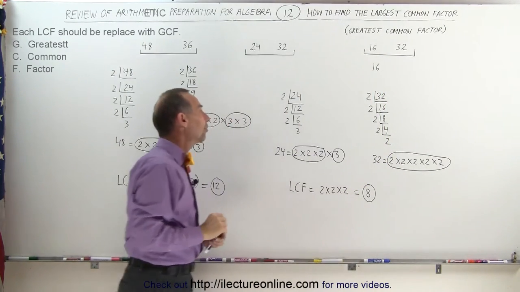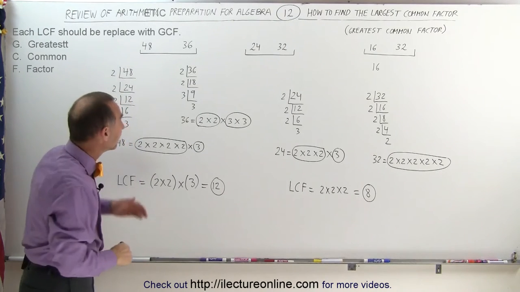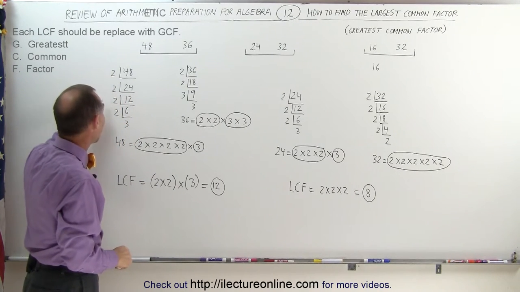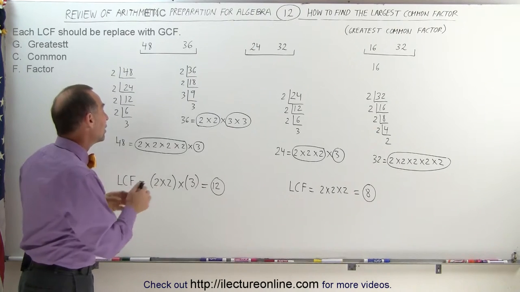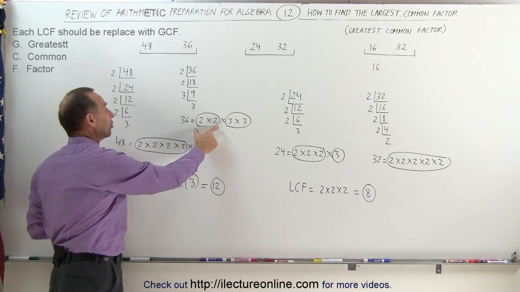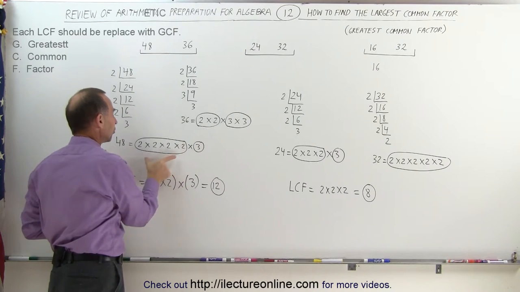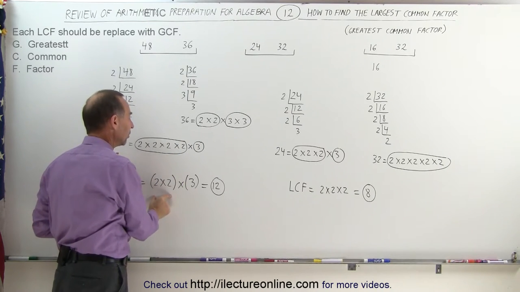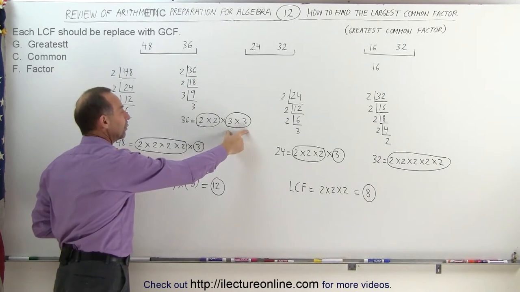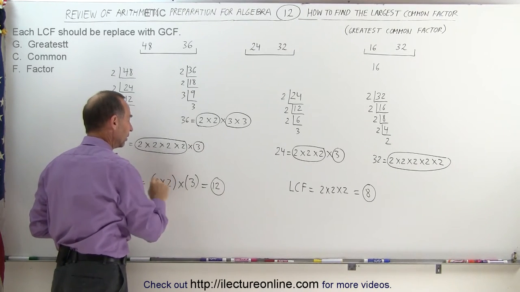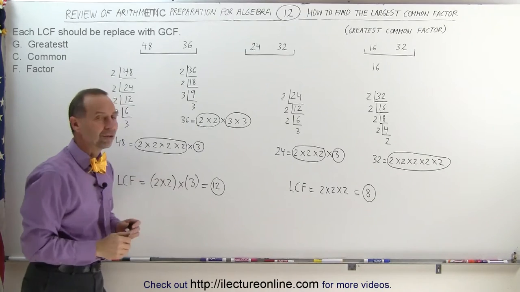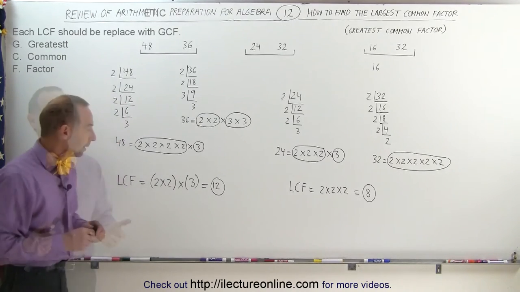If that's not possible, then you have to break each number down as a product of prime numbers. You then count the number of prime factors that are 2. Here there's 2 of them, there's 4 of them. You grab just the smallest number, 2. Here there's 3 threes and only 2 threes and only 1 three. You grab the smallest number here and multiply that together. That gives you the largest common factor.